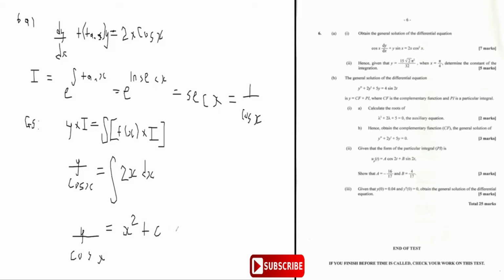So if you multiply through by cos x, your general solution is going to be y is equal to x squared cos x plus c cos x. That's your general solution. Nice and easy. That takes care of part one.